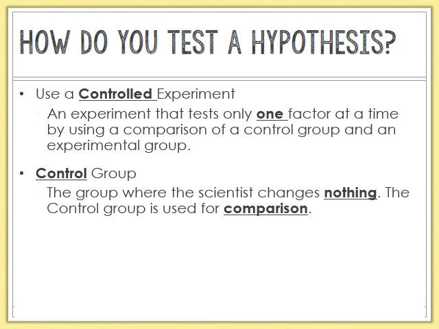So that is our control group. That's the group where the scientist changes absolutely nothing. The control group is your comparison.